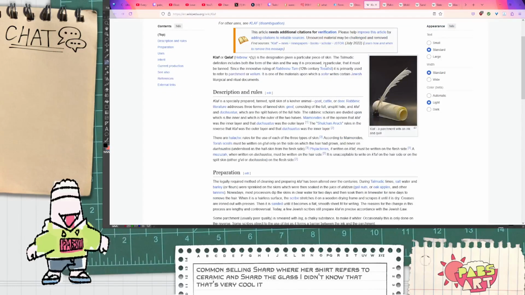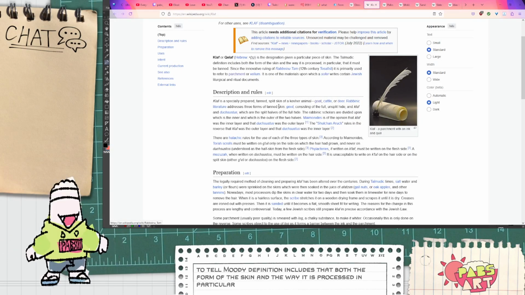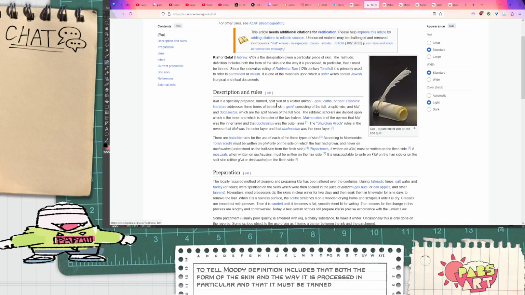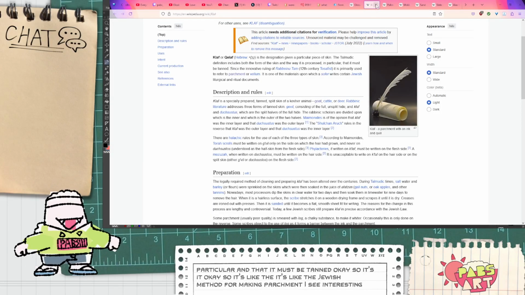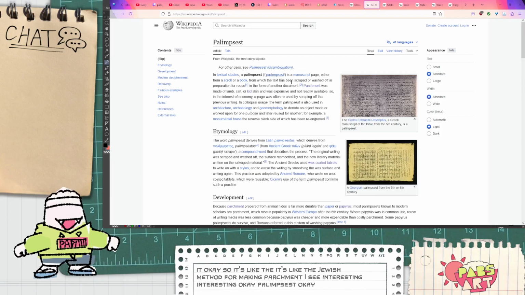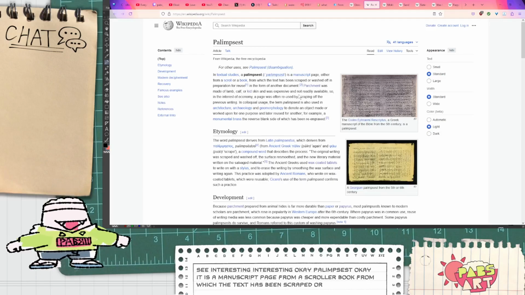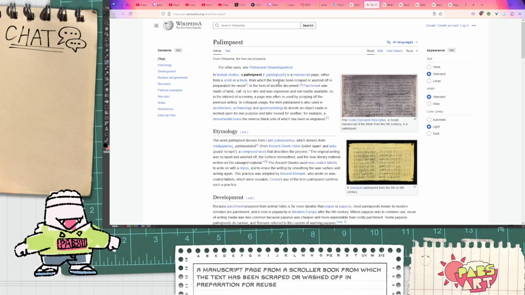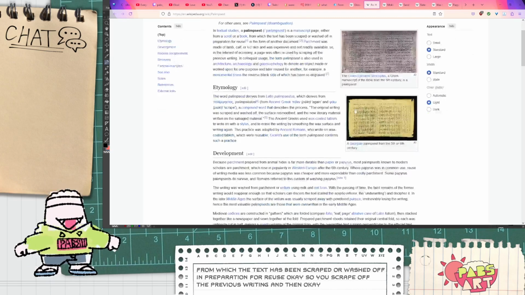A designation given to a particular piece of skin. The Talmudic definition includes both the form of the skin and the way it is processed, in particular in that it must be tanned. Ah, okay. So it's like the Jewish method for making parchment. I see. Interesting. Okay. Palimpsest. Okay, it is a manuscript page from a scroll or book from which the text has been scraped or washed off in preparation for reuse. Huh, okay. So you'd scrape off the previous writing and then... Okay, right.